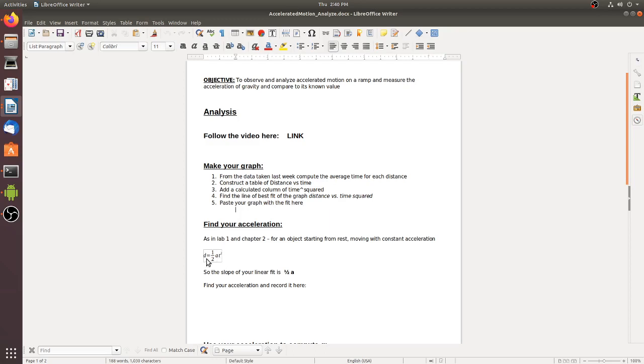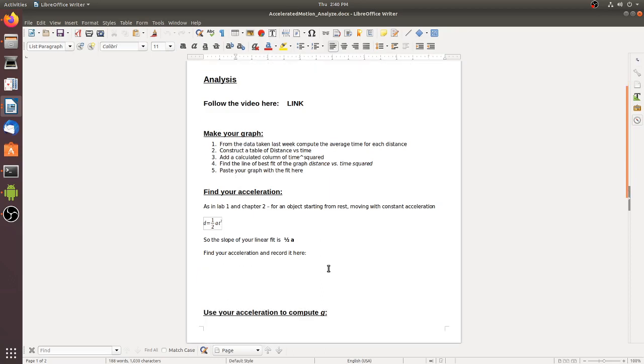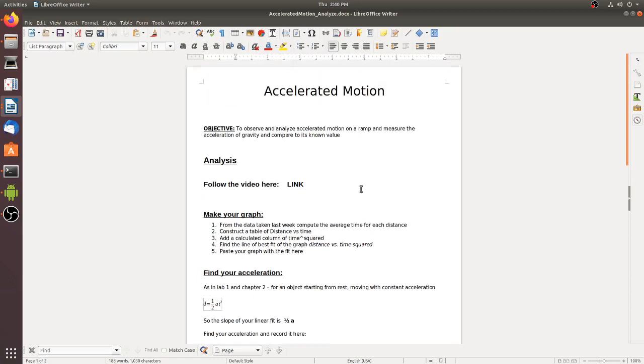And then with this equation here, we see that if I have y equals mx, t squared is x, 1/2 a is the slope. So I'm going to take the slope that I get from my graph here, and I'm going to set it equal to 1/2 the acceleration and compute the acceleration of the ball from that. Okay, so I need my data from last week so I can show you this.